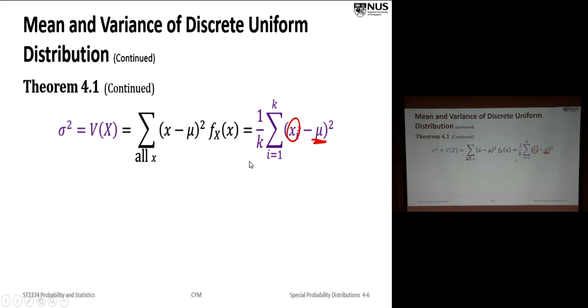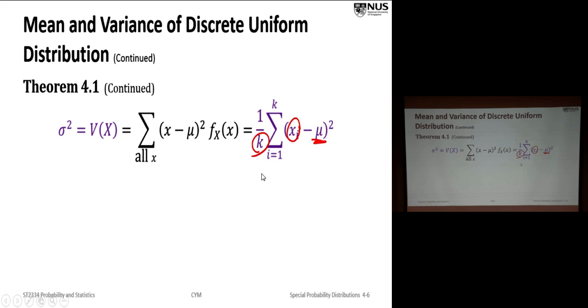Now, some of you may be confused. Should I divide by k minus 1 or should I divide by k? Remember, this is the population. We're talking about the population, so it has to be divided by k. The k minus 1 only applies to a particular sample taken from a population. When you're talking about the sample variance, then you divide by n minus 1. Here, you have to divide by k because you take the average over the k values.